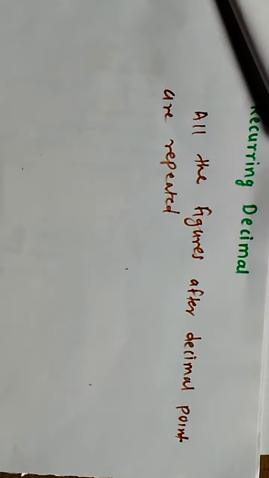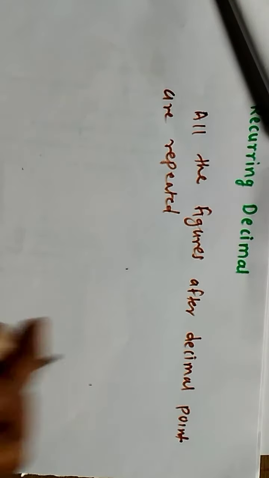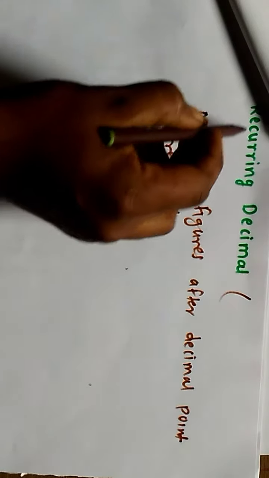It's known as recurring decimal. In the subtopics, I will now discuss that there are two types of recurring decimal. The first one is pure recurring decimal, and the next one is mixed recurring decimal. Sorry, first I am discussing recurring decimal.